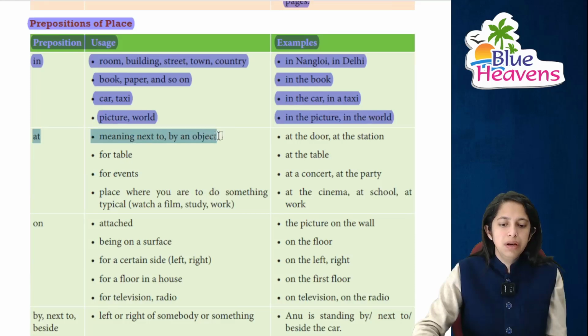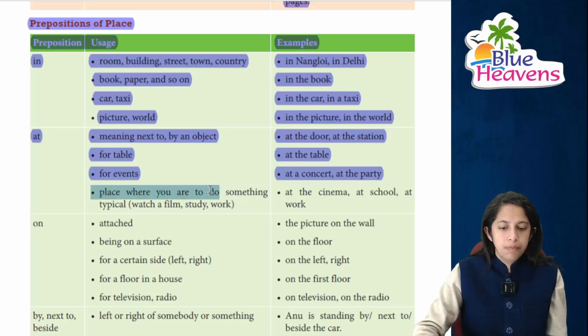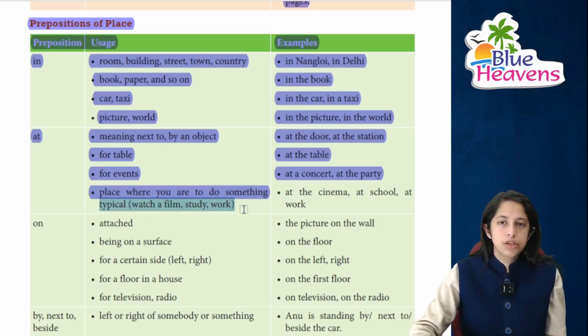At is basically meaning next to or by an object, at the road, at the station. For table, at the table, right? For events, at the corner, at the party. A place where you are to do something typical, जैसे watch a film, study, work at the cinema hall, at school, at work, right? At work.